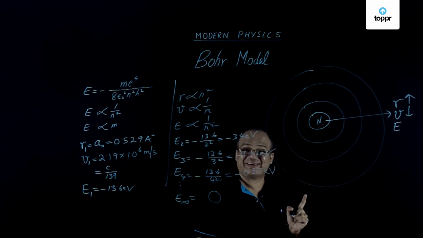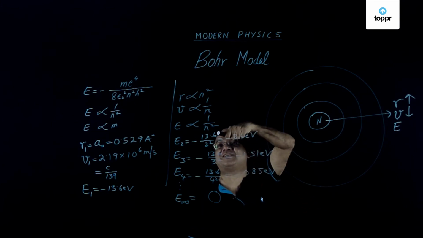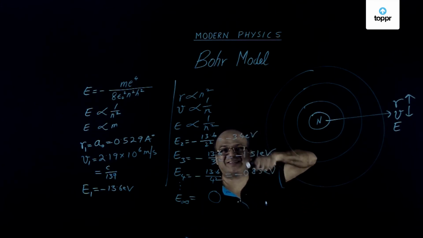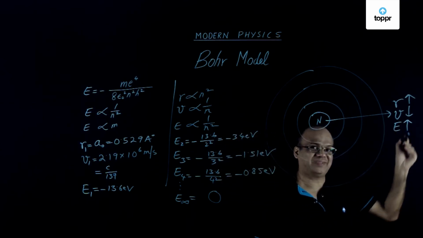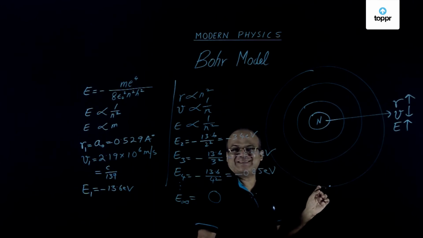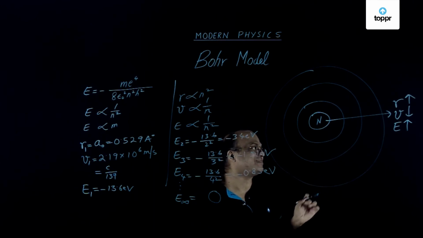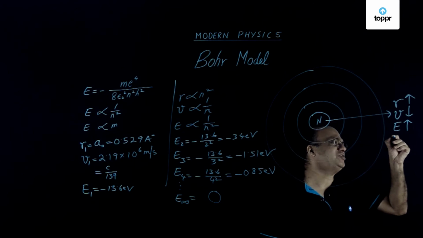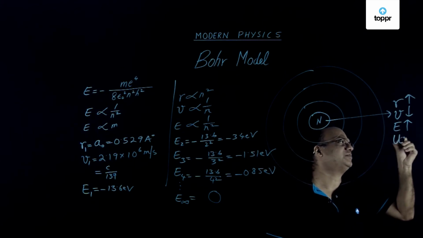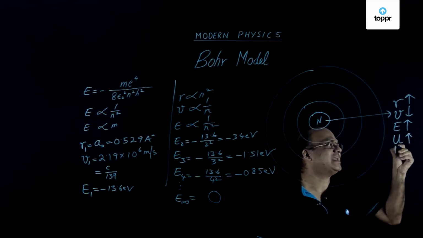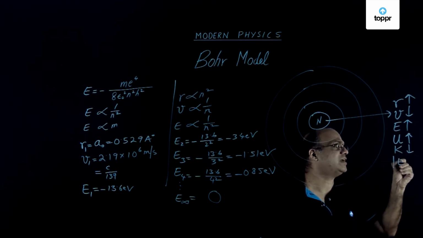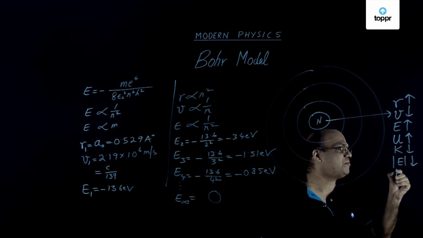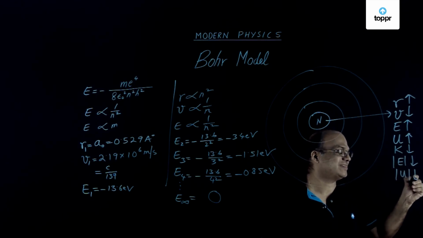Energy does not decrease. You may think it is decreasing because you see these numbers, but this is all minus. Therefore, energy increases. Remember, 0 is more than minus 13.6. The potential energy, which is just double of this, will also increase. The kinetic energy will decrease. Mode of total energy will decrease. Mode of potential energy will decrease.